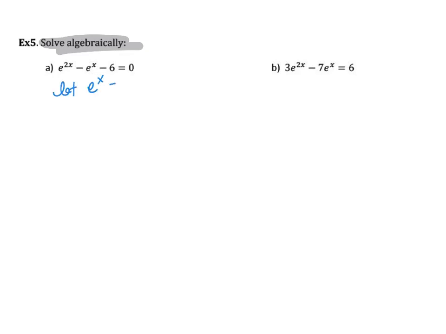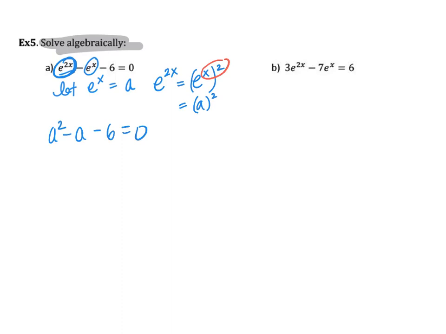If we let e to the x equal lowercase a, well, this is e to the 2x. So e to the 2x is the same as e to the x squared, right? Because the rule is that we multiply those exponents. So if that's the same as e to the x squared, then that's the same as a squared. So now wherever you see e to the 2x, we can write a squared, and wherever you see e to the x, you can write a. So we get just a regular old trinomial, and so we can factor this.